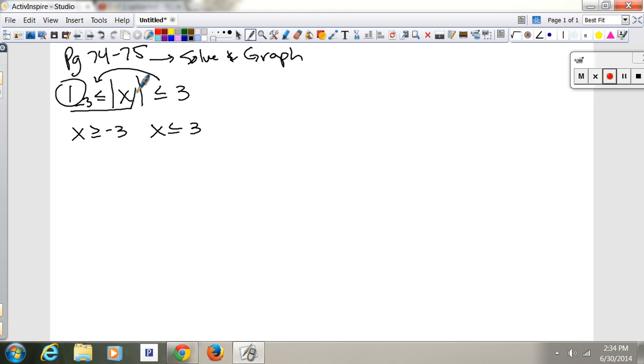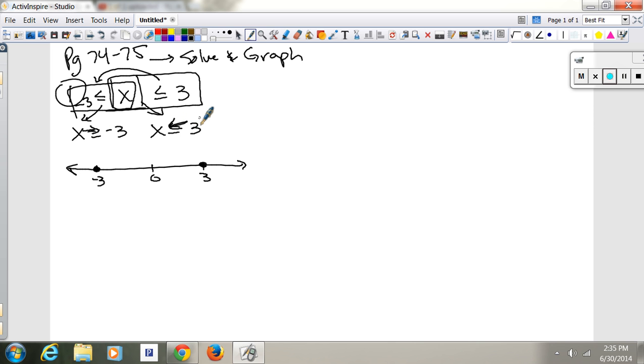So you broke this answer up, and you broke this answer up. You got this one, and you got this one. And then you draw your number line. At 3, you're going to have a closed dot because there's an equal sign under it. And at negative 3, you're going to put a closed dot. This one is telling us to graph to the right. This one is telling us to graph to the left. So the absolute value graph would be all those numbers in between.